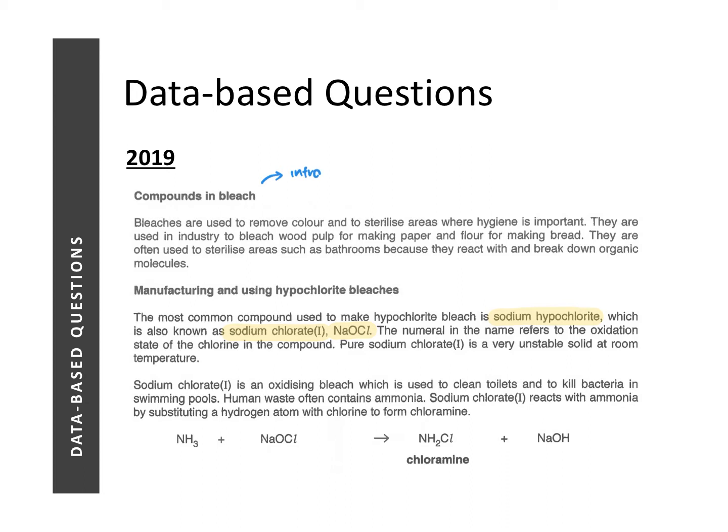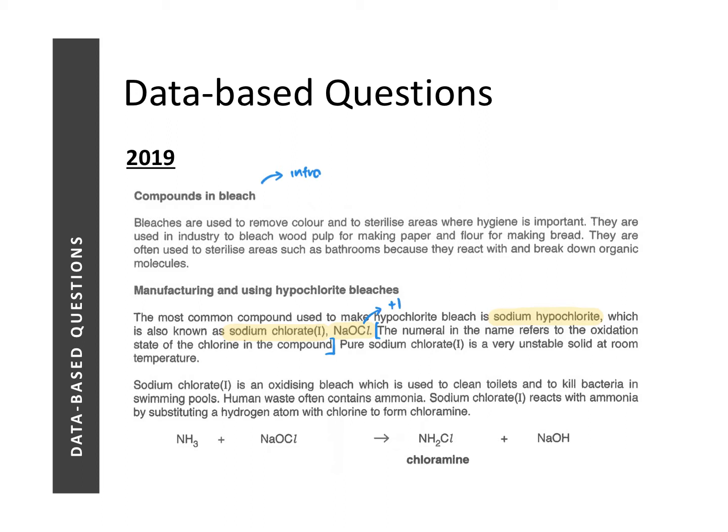And the next line is also pretty important, where it talks about the Roman numeral in the name. Now, the Roman numeral that we encounter in our syllabus is usually used for transition elements and not main group elements. Over here, the Roman numeral refers to chlorine, which is not a transition element. However, they go on to tell you that the Roman numeral tells you the oxidation state of chlorine in the compound. So when you see a Roman numeral of I, it means that it has an oxidation state of +1. So chlorine has an oxidation state of +1 in the compound.